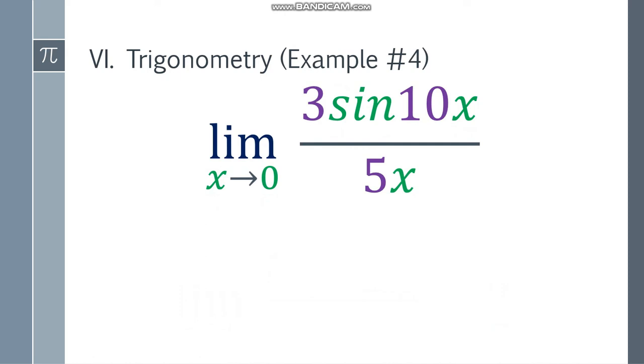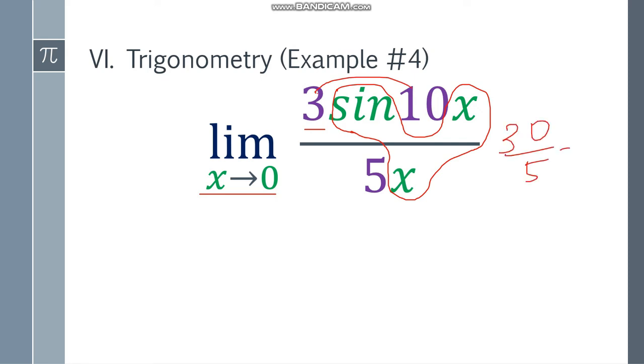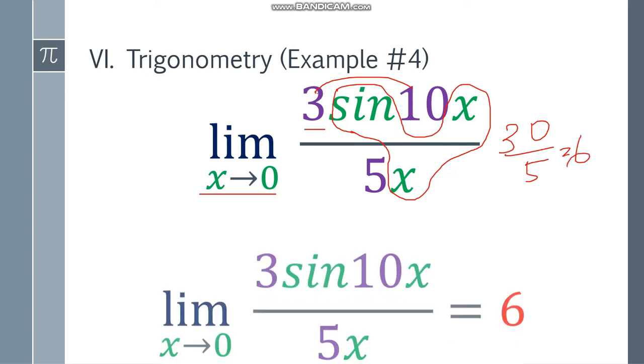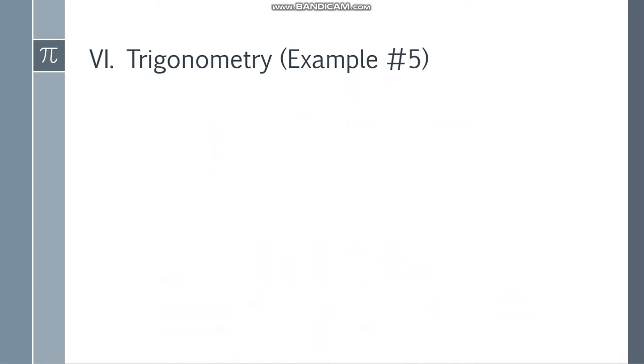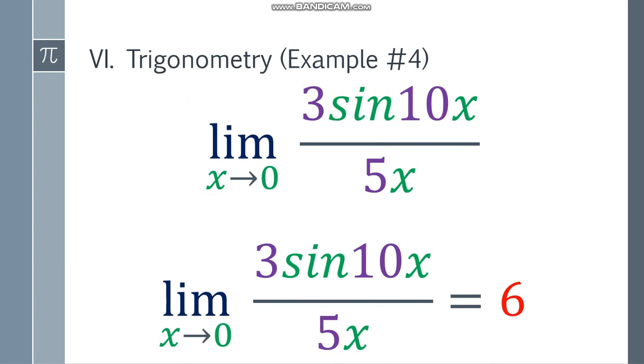Okay, paano pag may number naman tayo dito sa tabi ng sign? Sa left side ng sign. Gagawin lang natin, sa x approaches 0 at may sign tayo dito, sin x over x. Gawin mo lang, simplify mo lang siya. 3 times 10, that will be 30. Divide mo ng 5. 30 divided by 5 ay 6. Ganyan na siya kadali. 6 lang siya.